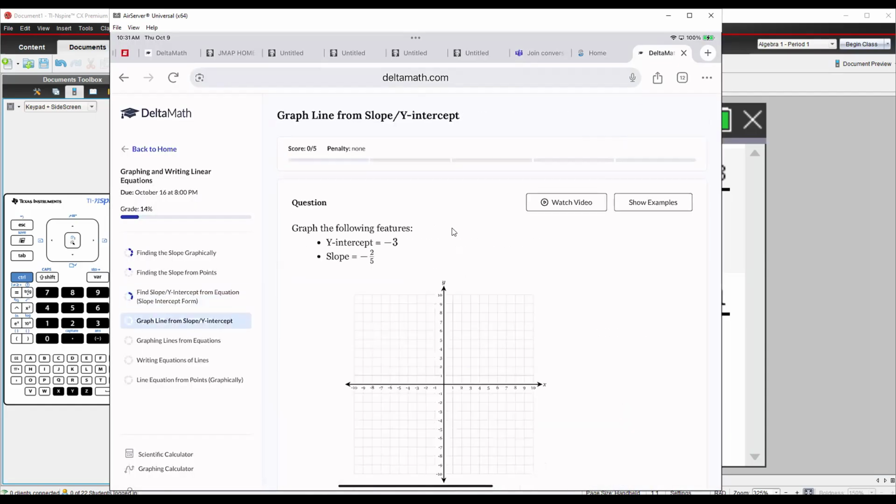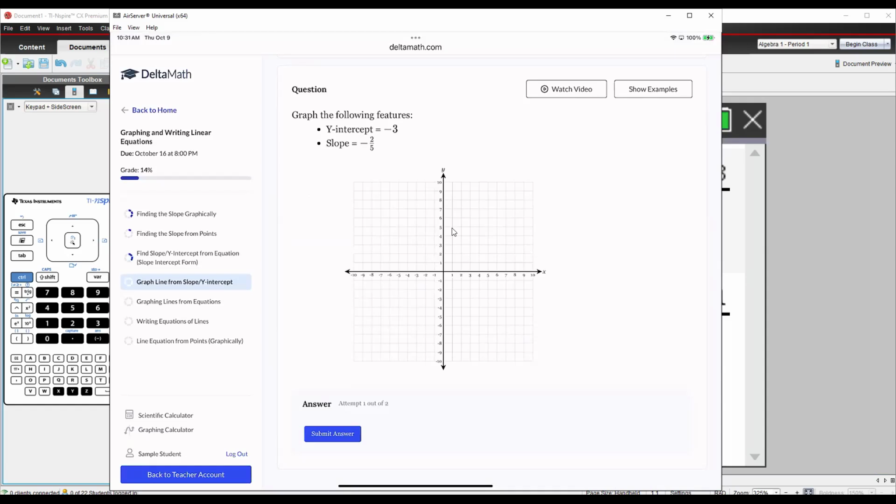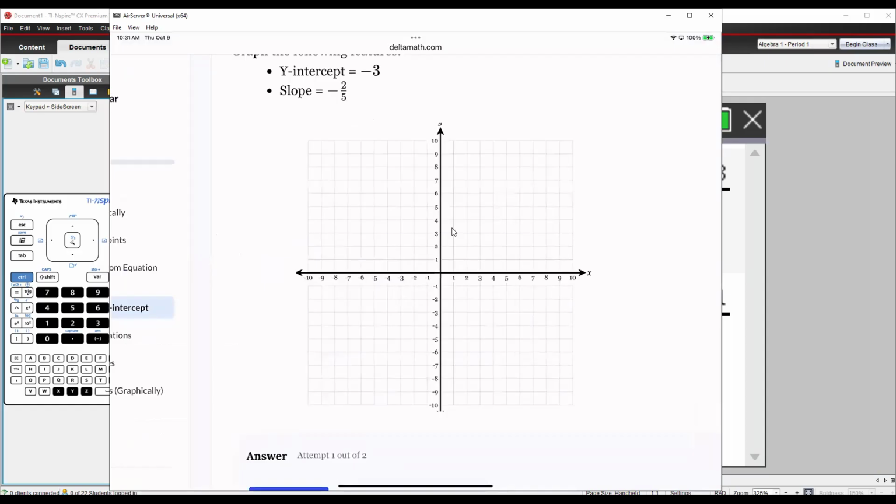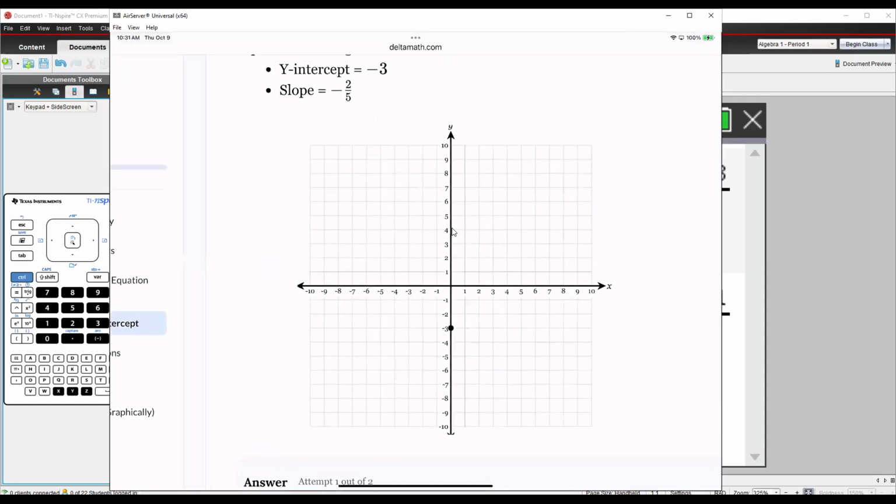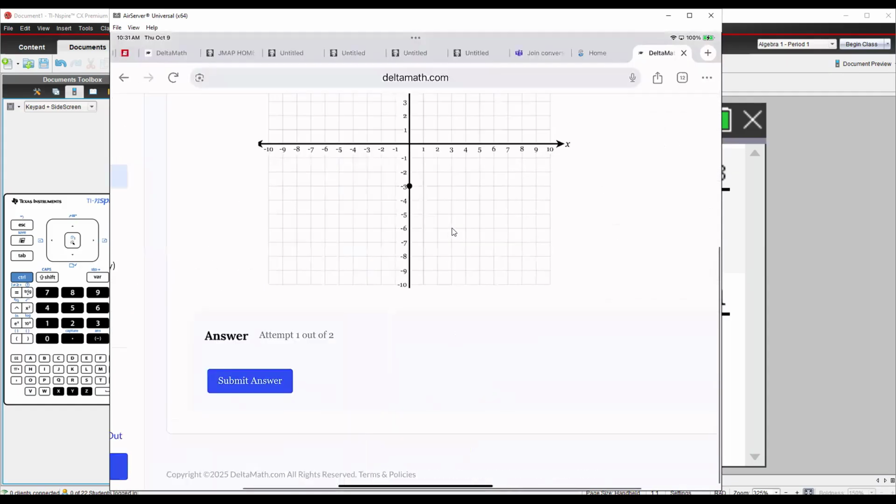All right, let me see what else we got here. Now this one, they gave us a slope, they gave us a y-intercept. So y-intercept means that's where you're going to begin. So I'm going to go to the y-axis, and I'm going to go to a negative 3, put a dot there, and then I'm going to use the slope. So watch. I'm going to try to take a picture.